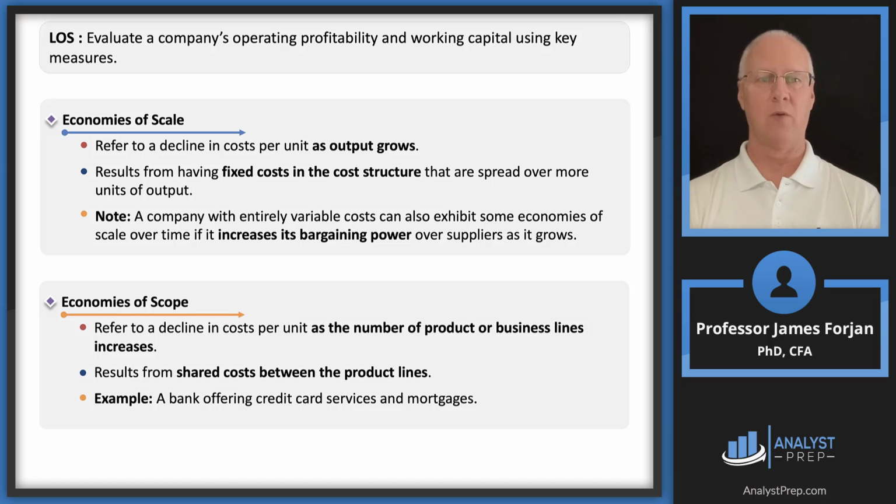Economies of scale and scope, we know this from our economics conversations, right? Economies of scale refer to a decline in costs per unit as the output grows. Economies of scope simply means that we're probably not a company that does just one product line. We have maybe 5 product lines. So the costs then are related inside of those product lines.